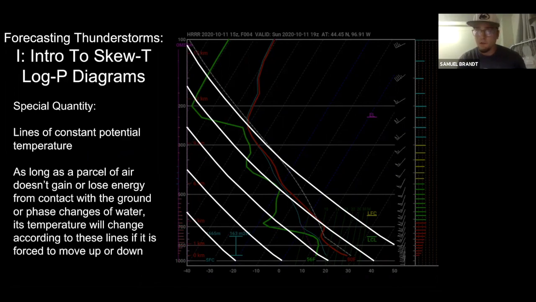It's basically conservation of energy. So it's how the temperature of something will change if you have conservation of energy and it's not being heated or cooled in any way. So the only thing that's changing its temperature is the compression or expansion by the changing pressure around it. That's what these lines of potential temperature mean. Does that help clarify it? Yeah, it does. Thank you.